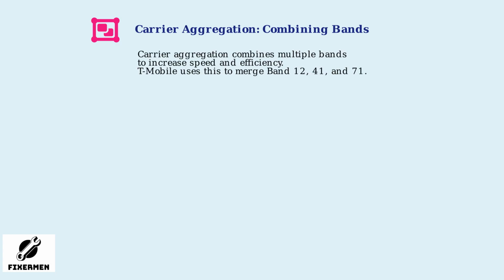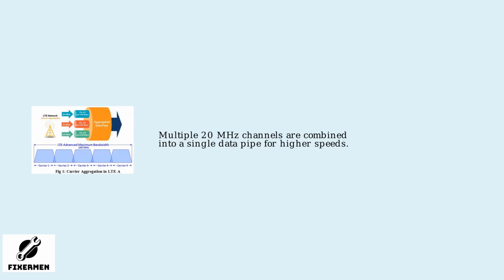Carrier aggregation is the process of combining multiple frequency bands to create a wider data pipe. T-Mobile combines bands like 12, 41, and 71 to deliver faster speeds and better performance. This diagram illustrates carrier aggregation, where multiple frequency channels are combined to increase bandwidth. For example, combining three 20 MHz channels creates a 60 MHz pipe for faster data speeds.